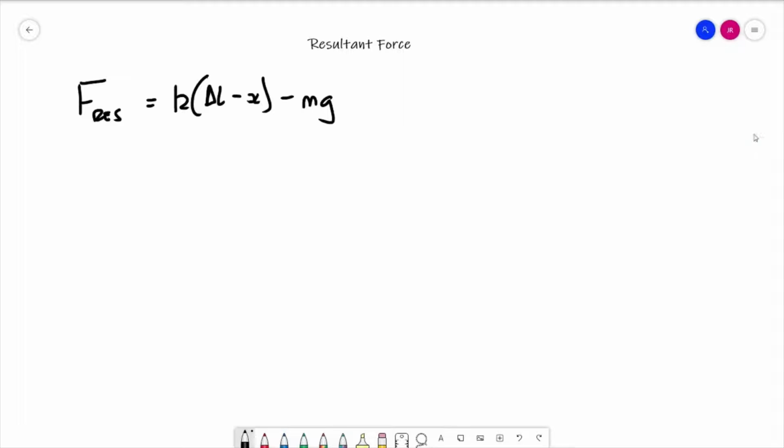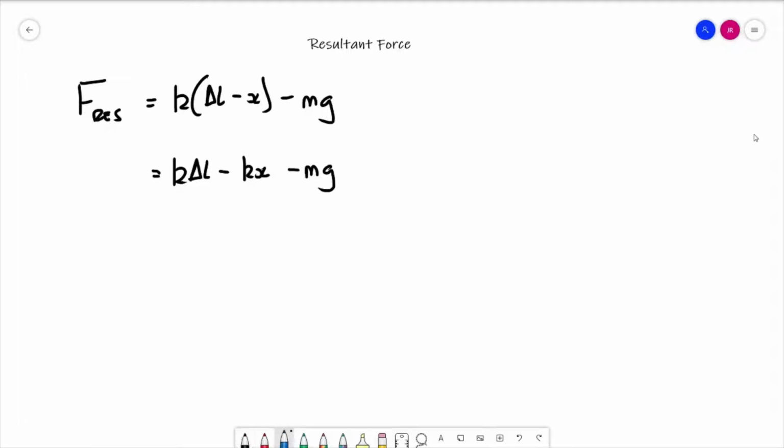So the first step then, I want to multiply out the brackets, the k(delta L minus x) that we've got. So that will equal k delta L minus kx, and then obviously we've got to remember to subtract the mg as well.